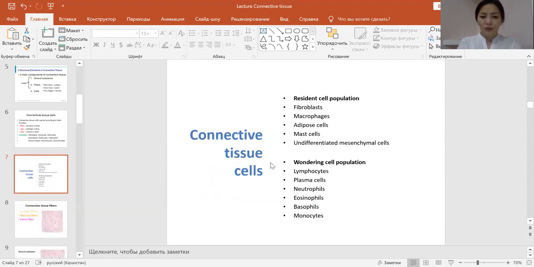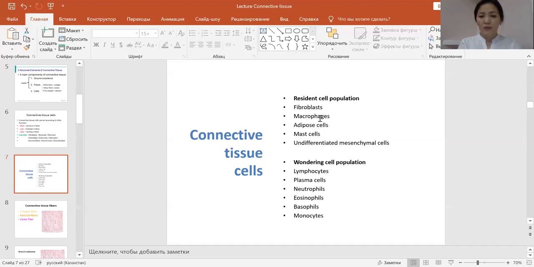Another classification of connective tissue cells: we can divide connective tissue cells into resident cells and wandering cells. What does it mean? Resident cells live always in the connective tissue. Wandering cells circulate in the bloodstream, but when we need them, they can migrate into the connective tissue. That's why this group of cells is called wandering cells.